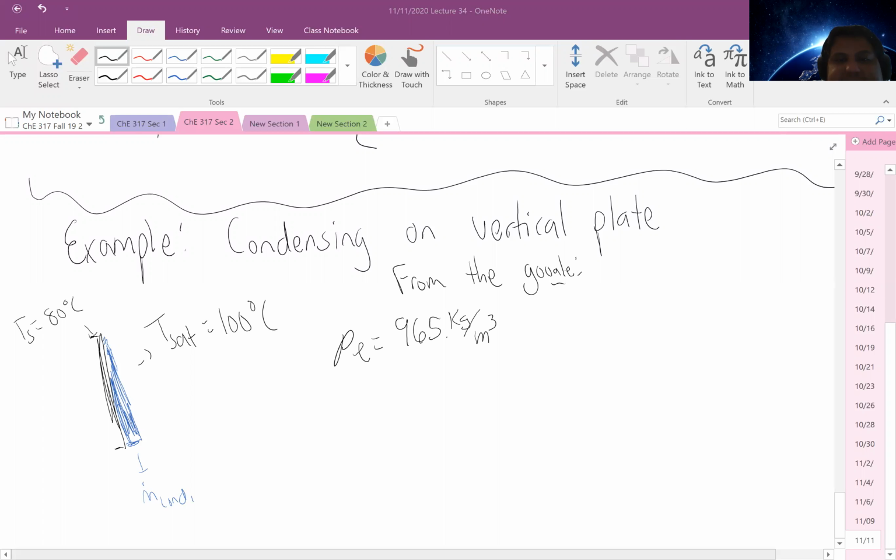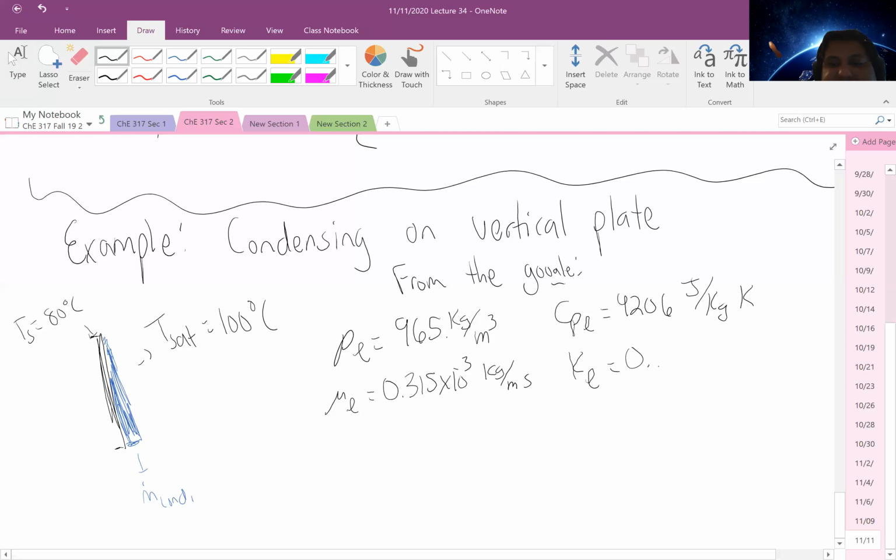The heat capacity of my liquid is approximately 4206 joules per kilogram Kelvin. Viscosity of my liquid is approximately 0.315 times 10 to the minus 3 kilograms per meter second, or 0.315 centipoise. The thermal conductivity of our liquid is approximately 0.675 watts per meter Kelvin.